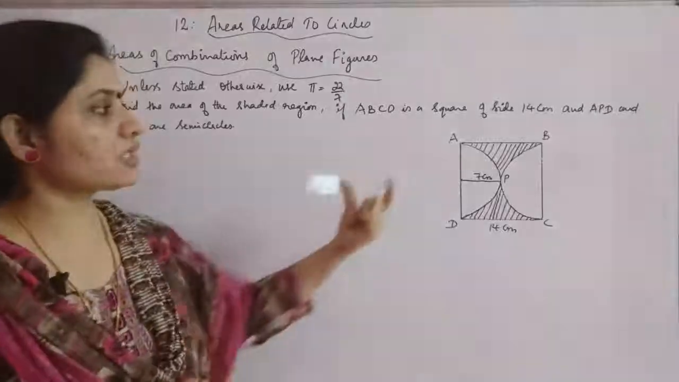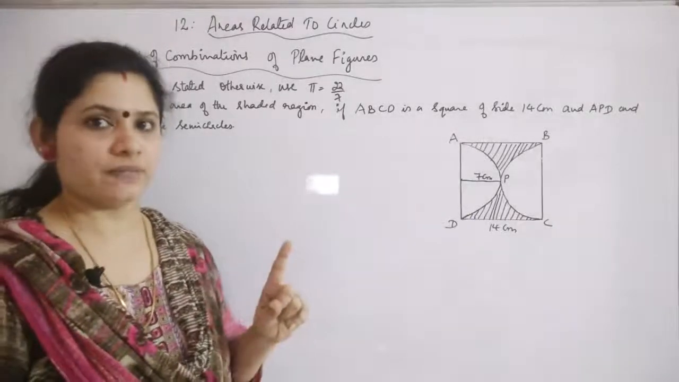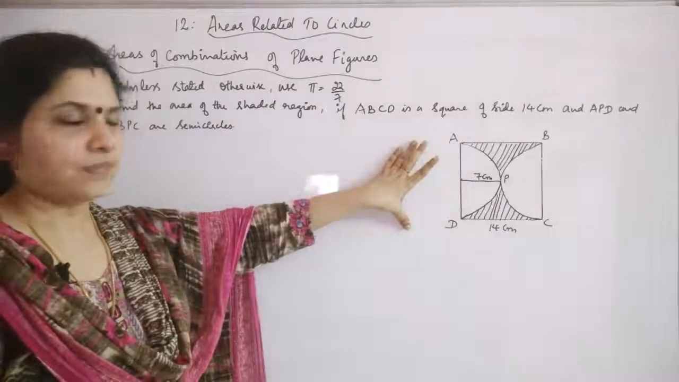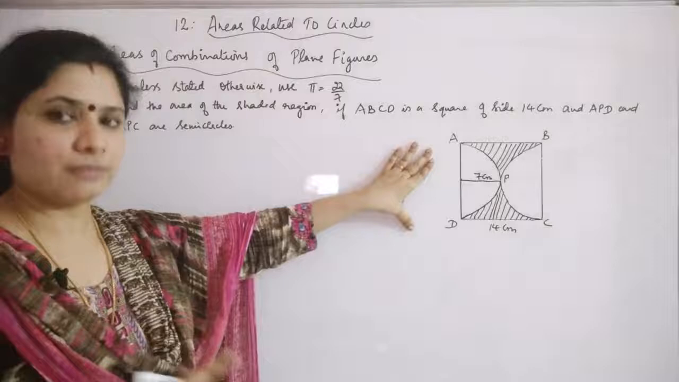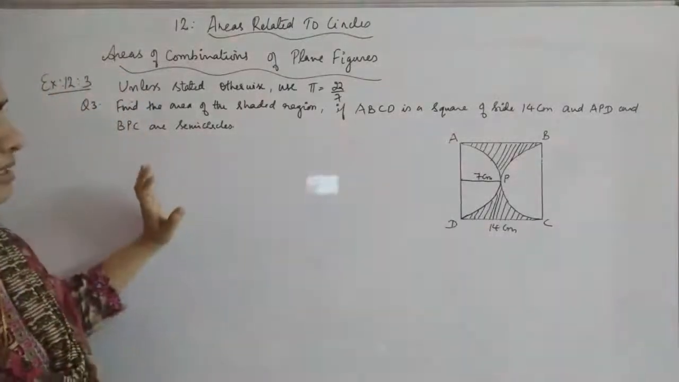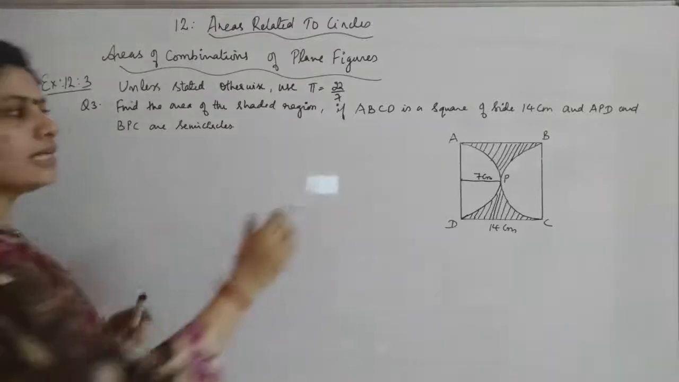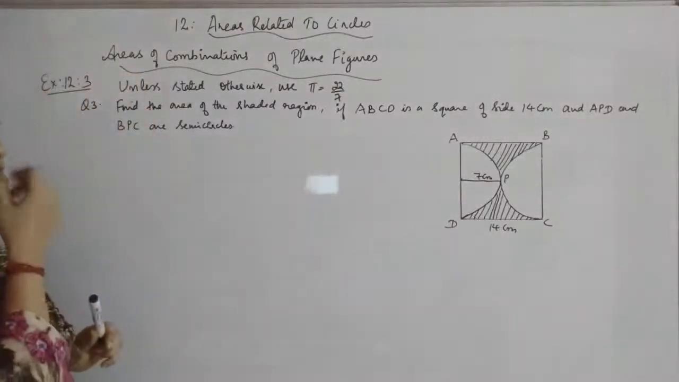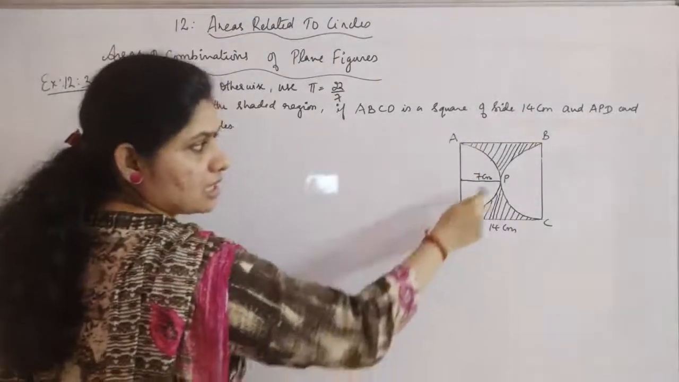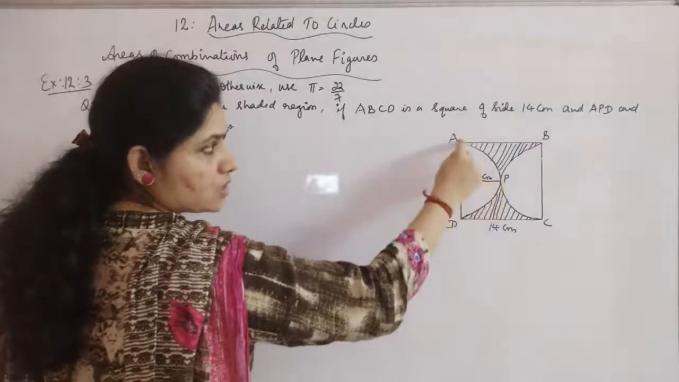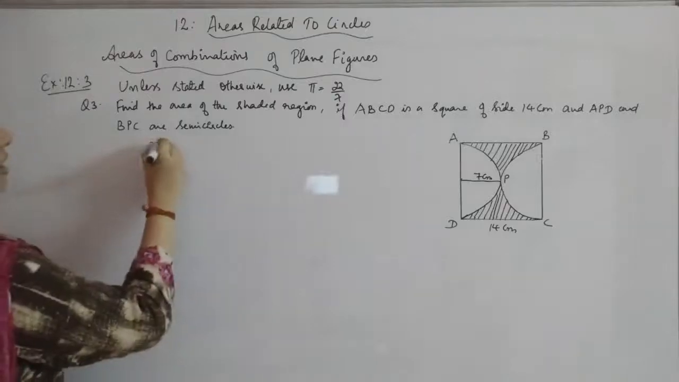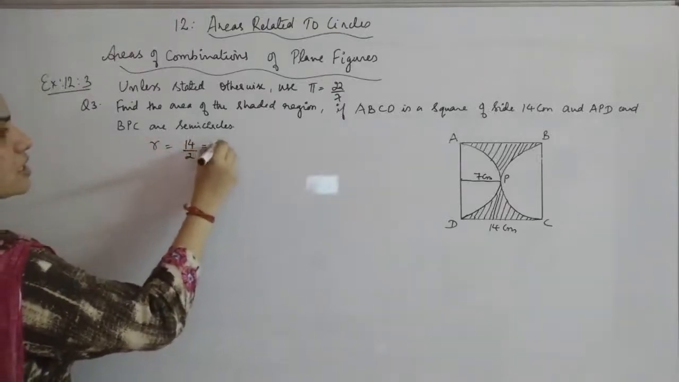Now two semicircles with the same radius means it is one circle. So either you can take the concept as area of the square minus area of the circle, or you can use the concept area of the square minus 2 times area of the semicircle. Okay, both will give you the same answer. Now in order to get the radius of the circle, since the square is of side 14 centimeter, this point is acting as the midpoint. So here the radius will be side of the square by 2. Okay, radius r will be 14 by 2, which is 7 centimeter.